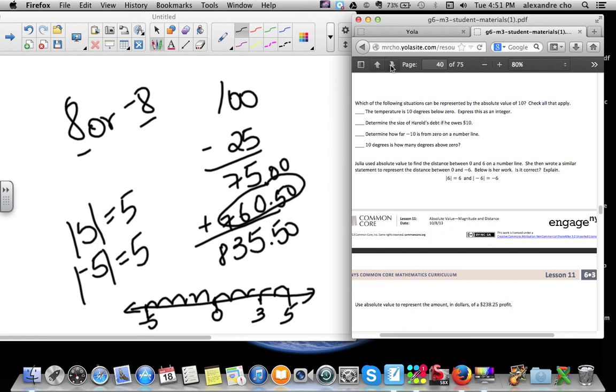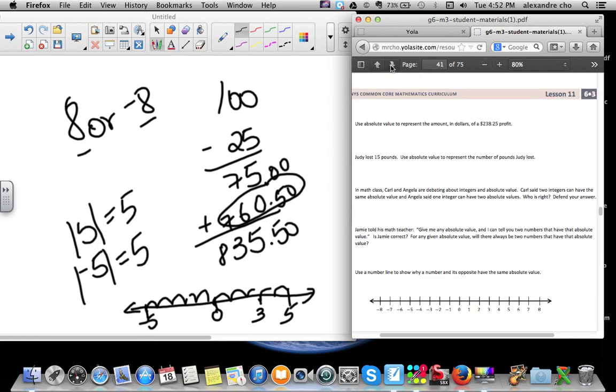And I think we have one more page. Yay. Use absolute value to represent the amount in dollars of a profit. And the profit in this case would just be $238.25. Judy lost 15 pounds. Use the absolute value to represent the number of pounds Judy lost. She lost 15 pounds. Not really liking the questions here.